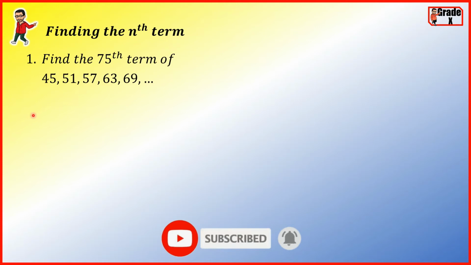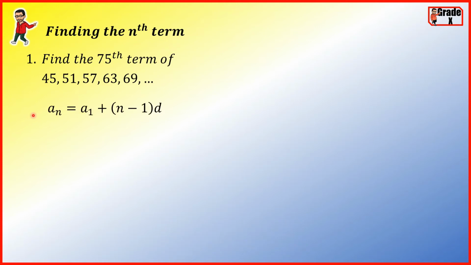So, ang unang gagawin natin ay gamitin natin ang formula ng arithmetic sequence. Then, tignan natin yung mga given values. Ang ating a sub n or yung last term ay a sub 75. Ang ating first term ay 45. N is the number of terms, so that is 75. Minus 1, then d or the common difference.